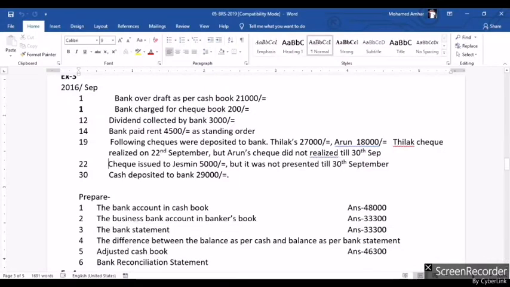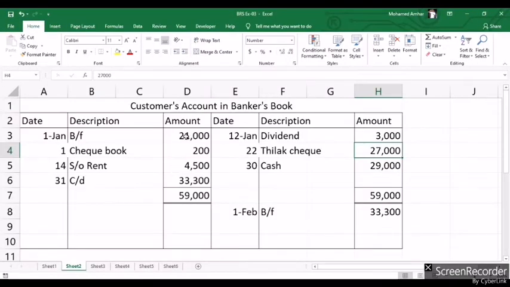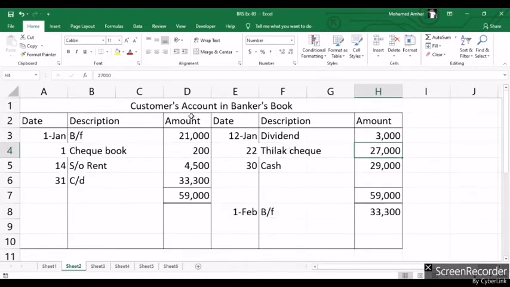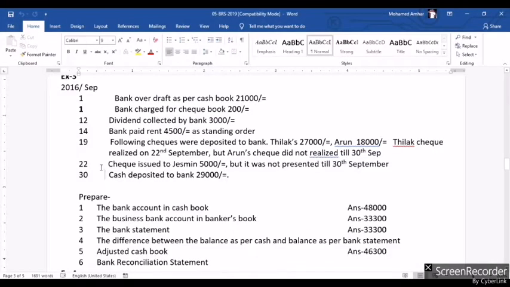Next date is 30th. On 30th, cash deposited to bank 29,000. It would be recorded in the cash account on the debit side, 29,000, and the cash deposited would be recorded in the banker's account book also. Here cash deposited 29,000. Now I think that's all.